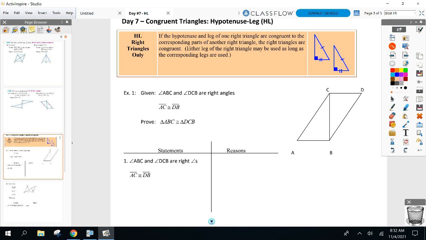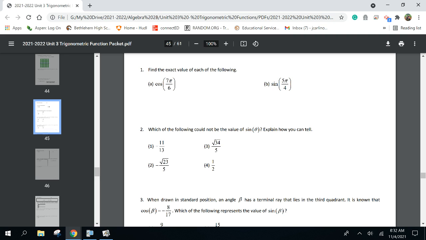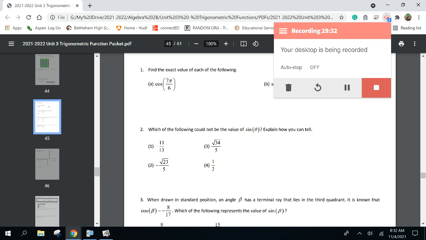All right, ready? You guys did a nice job yesterday on your quiz. Very nice job. I was pretty impressed. There really wasn't anything I needed to worry about. So today I'm going to give you your 5th and final method of proving triangles congruent. There is a reason why I separate this method from the others, just because it's unique from the others.